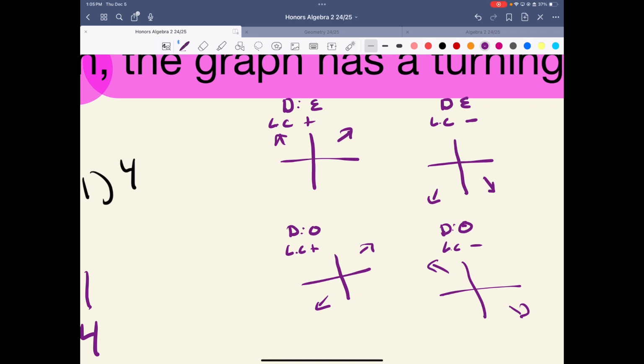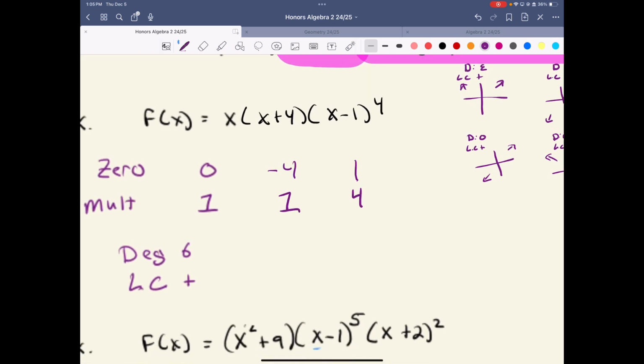And again, that was in our last assessment. Some of you did very well with that. Some of you didn't do very well with that. So there's your refresh on how to do that. Okay, so now let's take it back to this here. Now let's graph it.